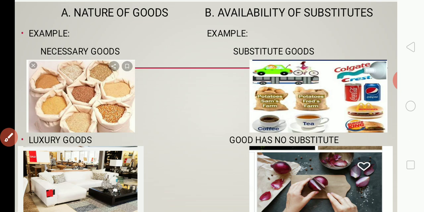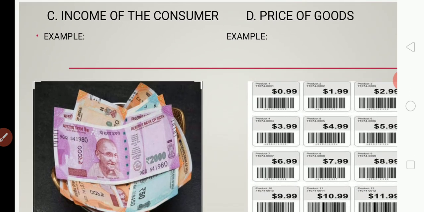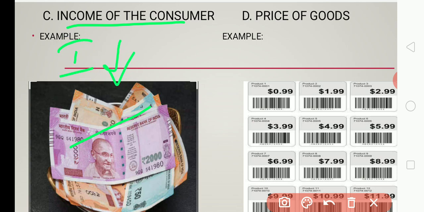And the next one, income of the consumer. For the people with less income, the demand will be more elastic. On the other hand, for rich people, the demand will be inelastic because they are ready to buy goods at any prices. For the poor people only the income matters.